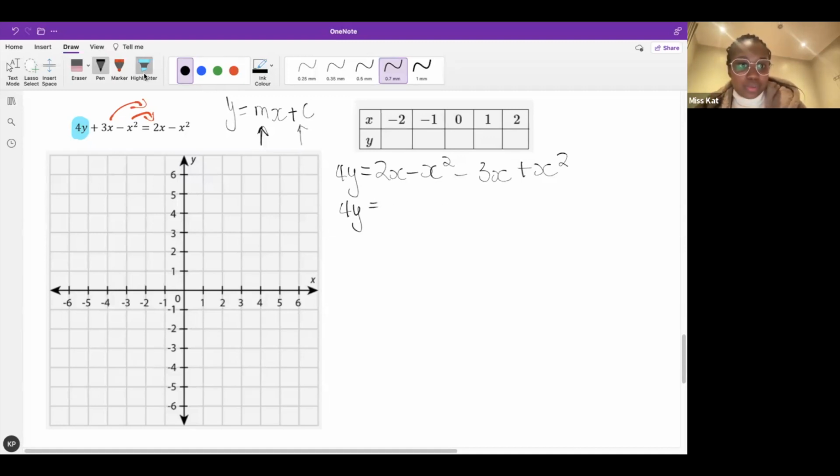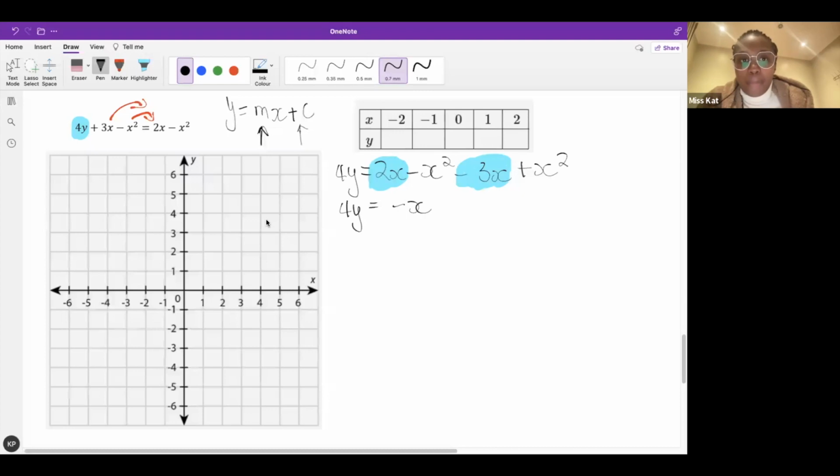Let's add our like terms. 2x minus 3x, how much is that? Minus x. Yes, negative x. And then what's negative x squared plus x squared? 0. Yes, so the x squareds are gone. They were just there to confuse you. So are we done? Y is still not on its own. I don't think we're done yet.